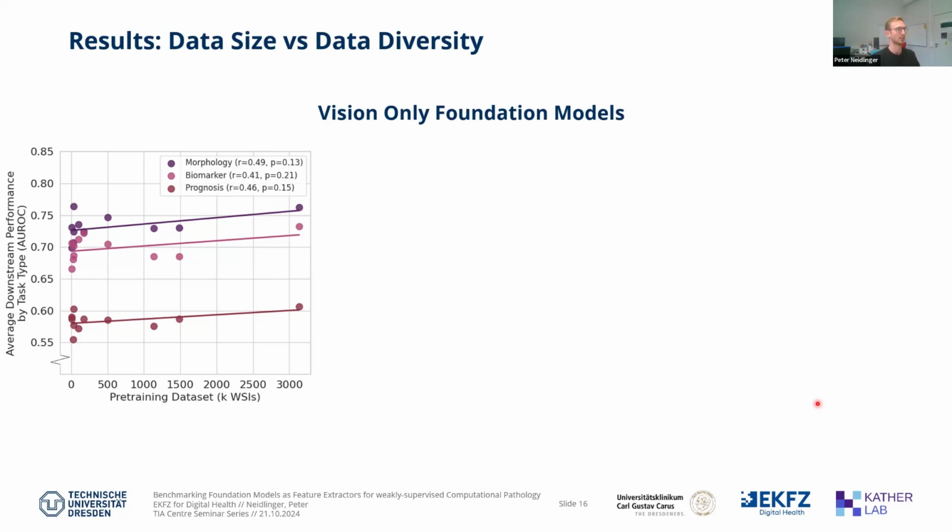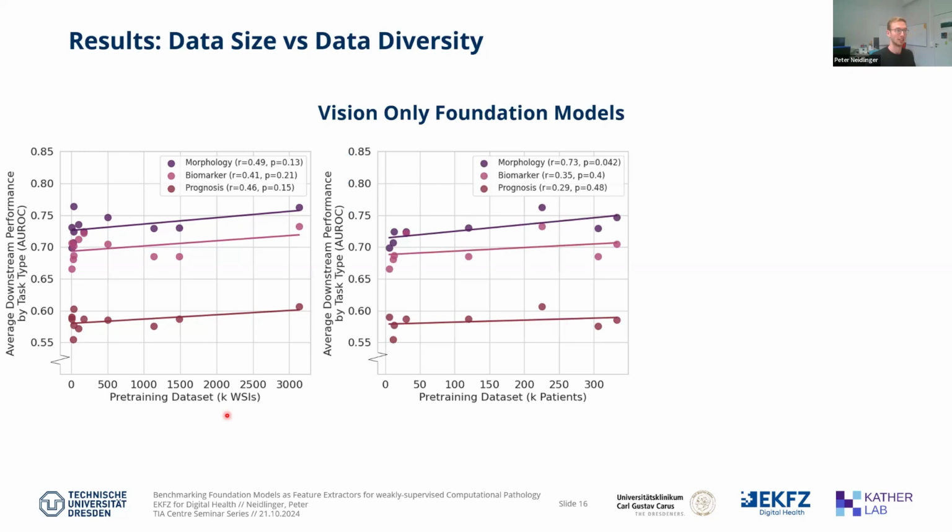And as you can see here, there's a mild correlation, between 0.4 and 0.5 for all task categories. So the more whole slide images you have, and this goes up to 3 million here, this is VHF2, and the smallest model has only 5,000 whole slide images, I think. The more you have, the higher the performance, but it's not a perfect correlation, of course. And I also looked at the number of patients. Here it's similar, the correlation is between 0.3 and 0.73. Usually these correlations are not significant.